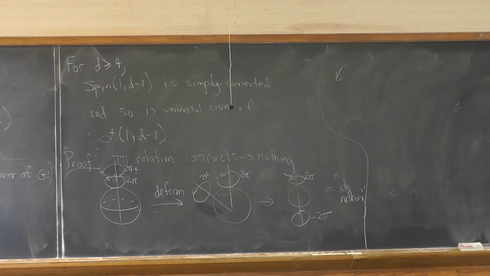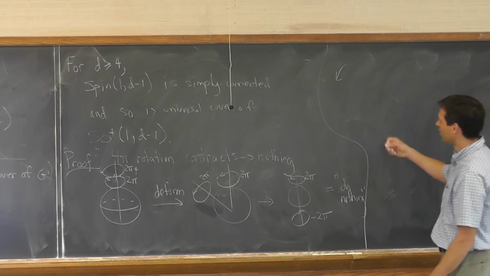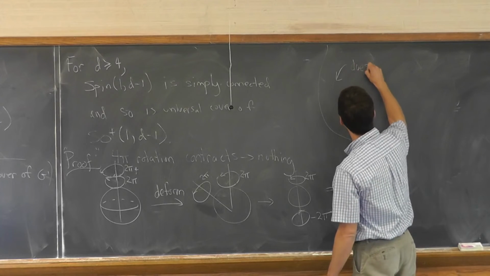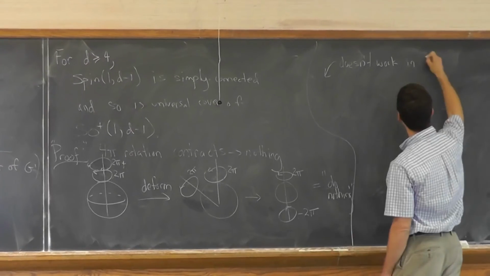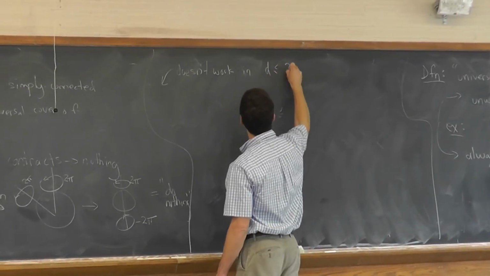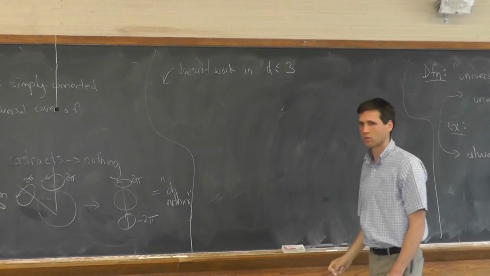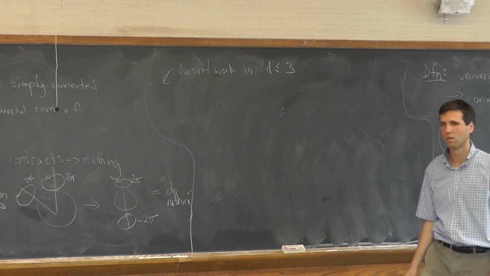Notice that this procedure, even just the way I drew it on the blackboard, used 3 space dimensions. This object that I drew was a 3 space dimensional object. And this doesn't work in fewer than 3 space dimensions, so d less than or equal to 3.